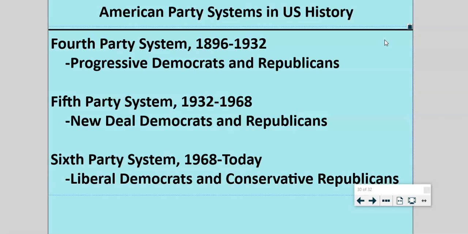So this is where everyone's kind of a progressive. Remember, both Republicans and Democrats called themselves progressives at this time. We've got the end of the Gilded Age, we've got the age of American imperialism, we've got the Progressive Era, we've got the Roaring Twenties, we've got the start of the Great Depression, all happening during this time period.